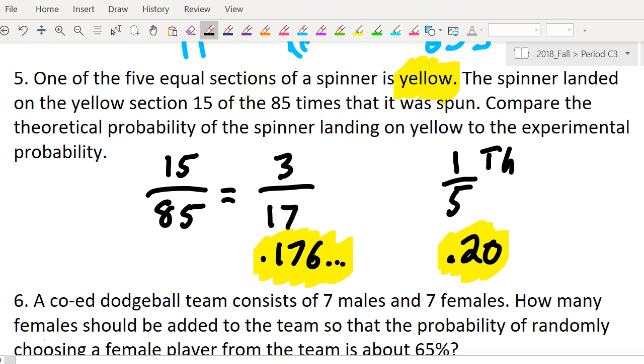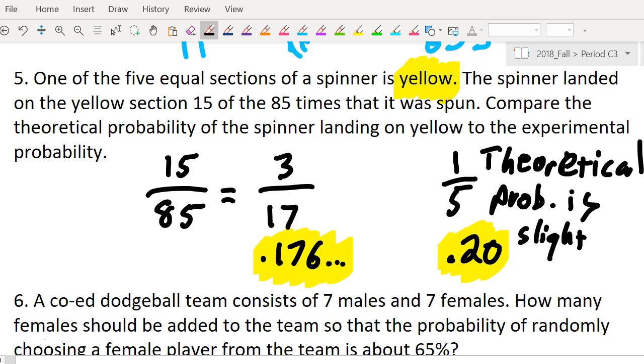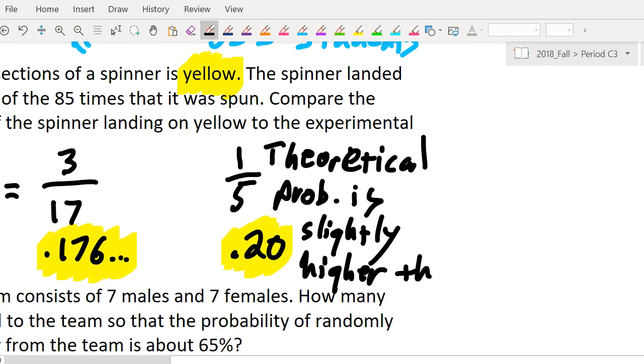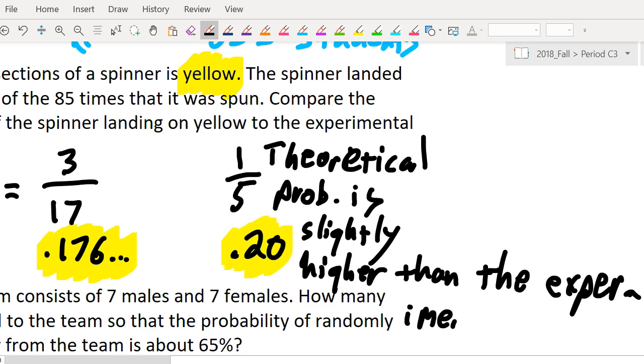So theoretical, yeah, good spelling, Mr. Pat. Theoretical probability, prob dot, since I'm lazy. Theoretical probability is slightly higher. Than what? Slightly higher than what? Exactly. Than the experimental prob. Okay, I'm done.